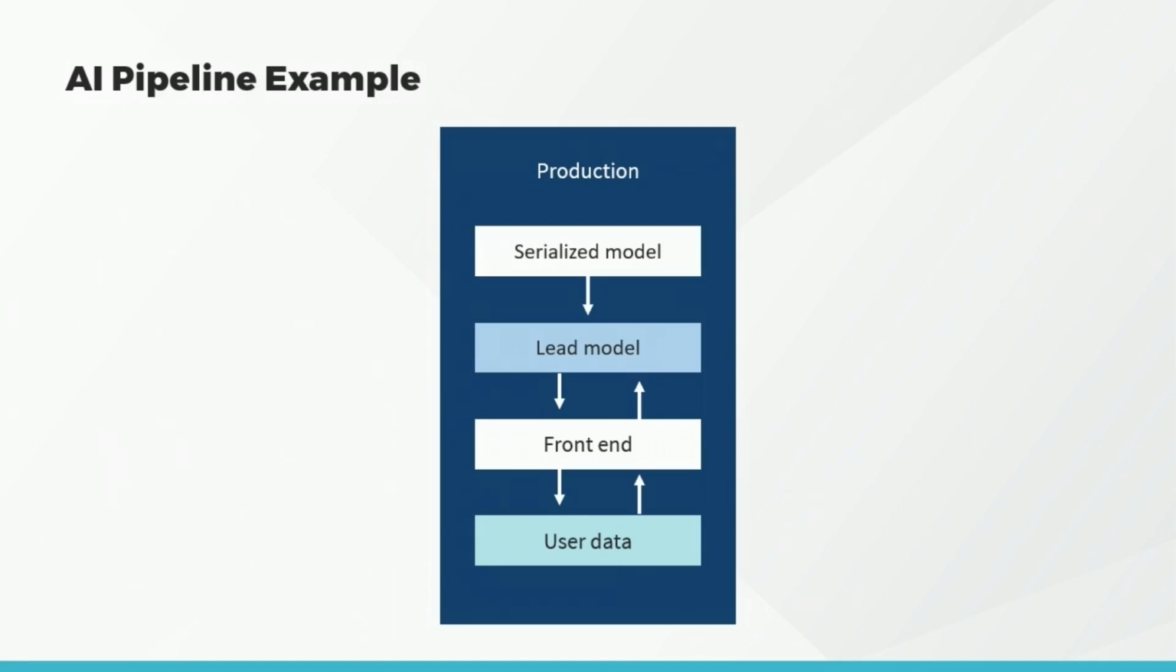Now, typically what will happen here is, in a simple example, a data science team will do our model creation. But the engineering team or data engineering team will take that finished serialized model and create a pipeline so that it can be used by the backend application all the way up to the front end application.